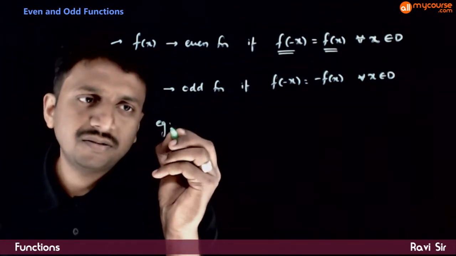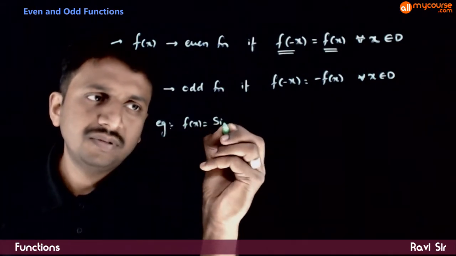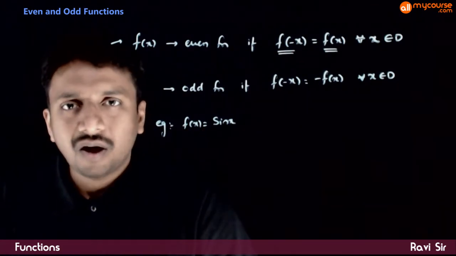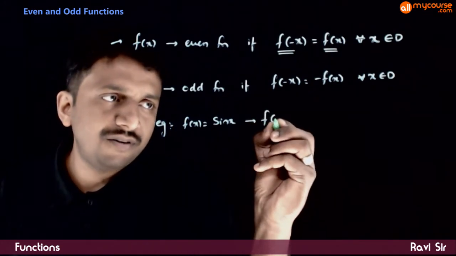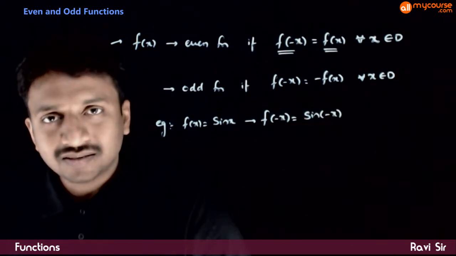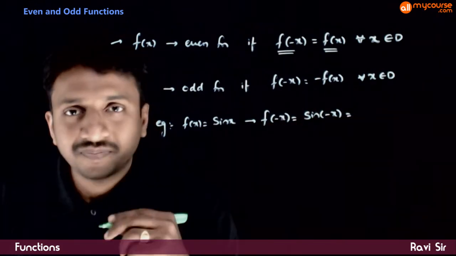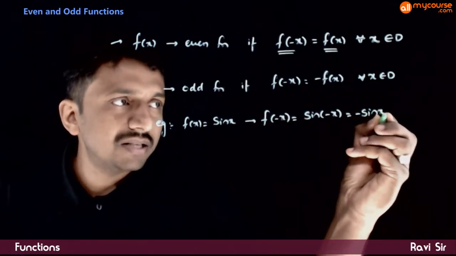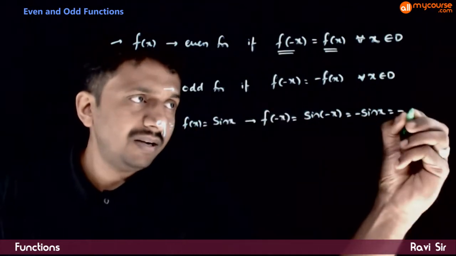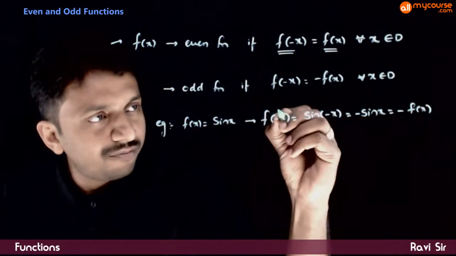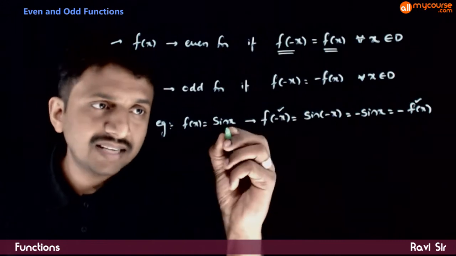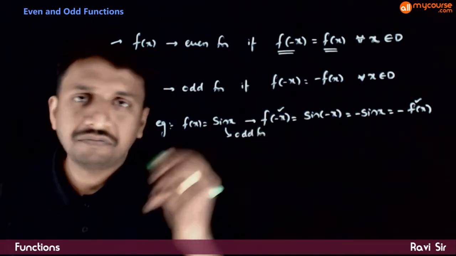For example, if you have f of x is equal to sin x, and you are asked to check whether this function is an even function or an odd function, you just need to find f of minus x. So f of minus x is equal to sine of minus x. And you know what sine of minus x is? Sine of minus x is minus of sin x from trigonometry. That is nothing but minus of f of x. So f of minus x has turned out to be minus f of x. Hence, sin x is an odd function.